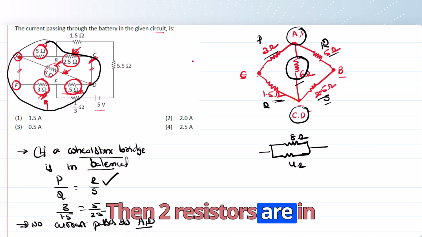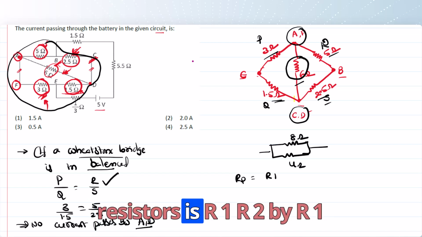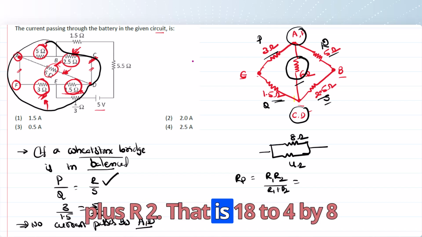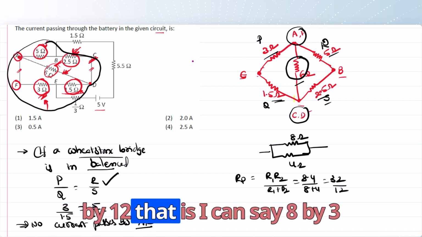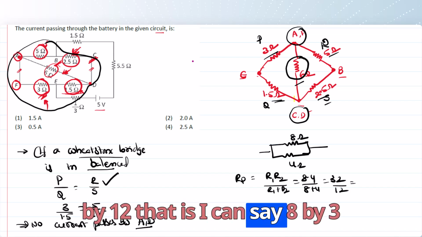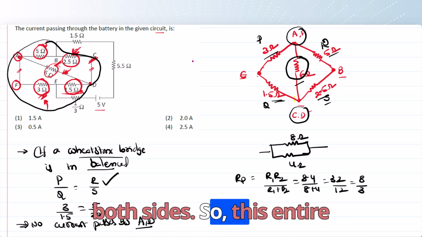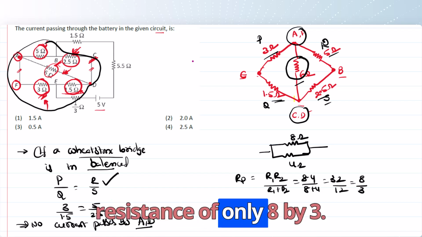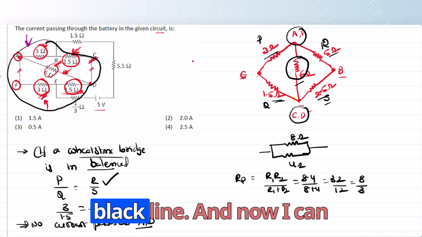When two resistors are in parallel, effective resistance R parallel for two resistors is R1 R2 by R1 plus R2. That is 8 into 4 by 8 plus 4. That is 32 by 12. That is, I can say 8 by 3 by cancelling with a 4 on both sides. So this entire part of the circuit, which I have circled with a black line, now has an effective resistance of only 8 by 3.